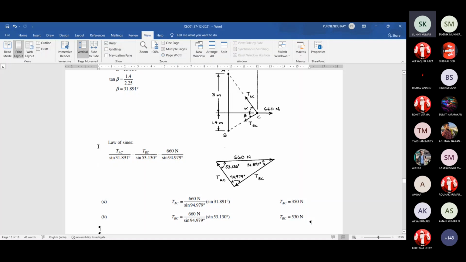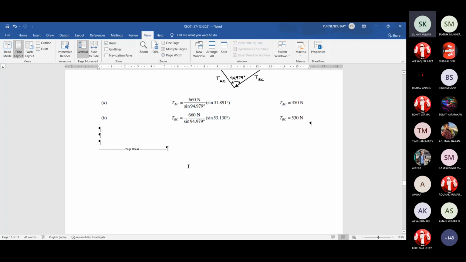Then the law of sines you apply again for this triangle. But if you need to apply that famous and well-known Lami's theorem, you apply it for this free body diagram: 660 divided by sin(alpha plus beta), TBC divided by sin(pi minus alpha), and TAC divided by sin(pi minus beta). The same thing you will get like this.